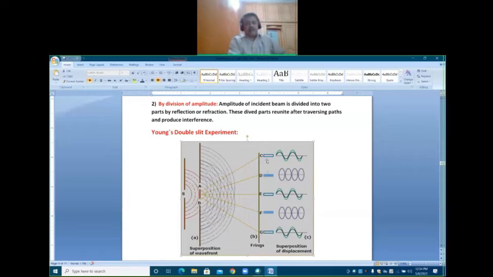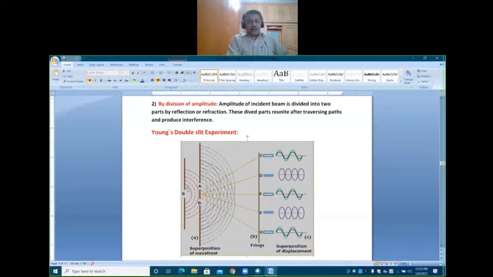So it means alternately from the center, E is the center point, alternately dark, bright, dark, bright fringes are produced. This is the physical effect. So what has happened? We will repeat.